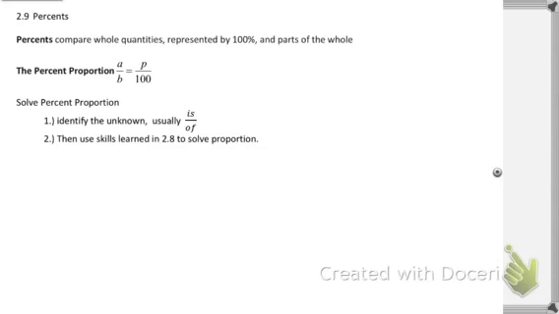to find an unknown part. Here we have three possibilities of unknown. The percent is unknown, the part is unknown, or the base is unknown. And usually it's the part is unknown.